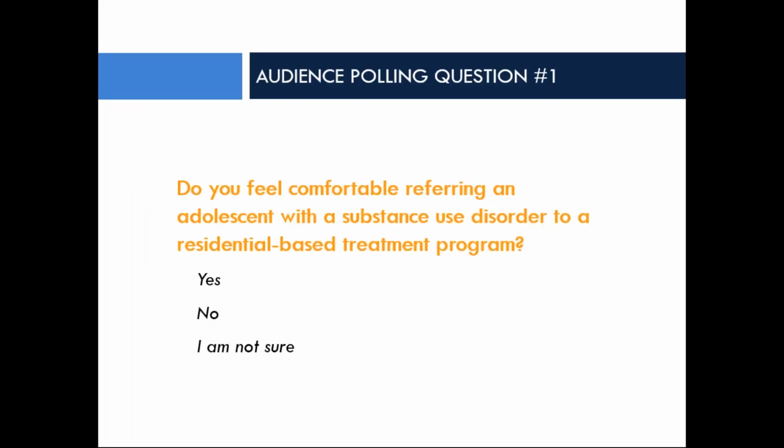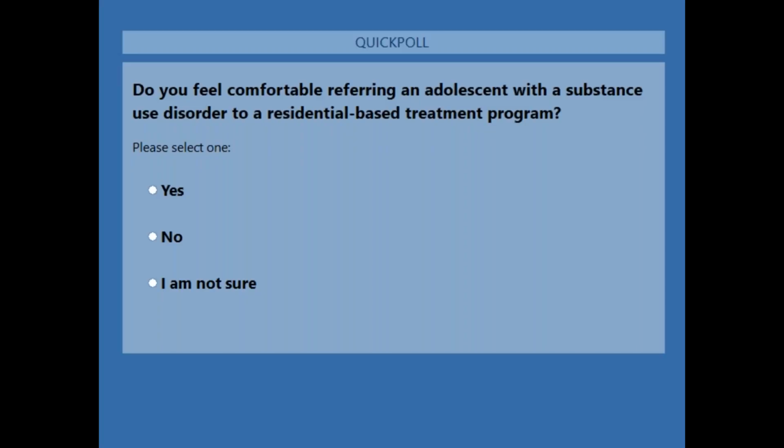Here is our first audience polling question. So please select your answer on your device, and we will talk about it in a minute. We'll give you time to answer. So here's the question. Do you feel comfortable referring an adolescent with a substance use disorder to a residential-based treatment program? Please choose one of the three. Yes, no, I am not sure. So we'll give you a little time here.